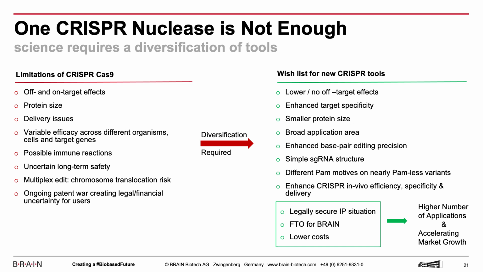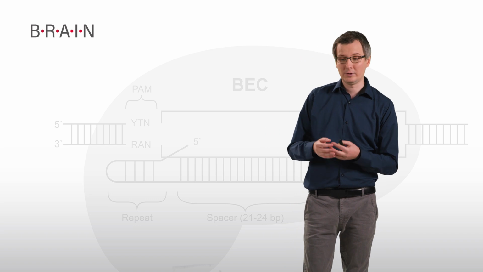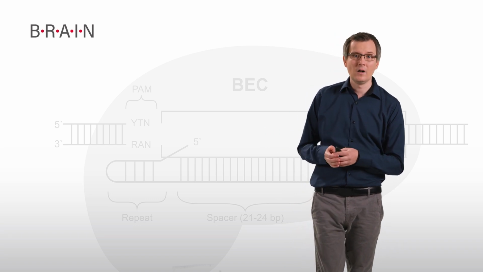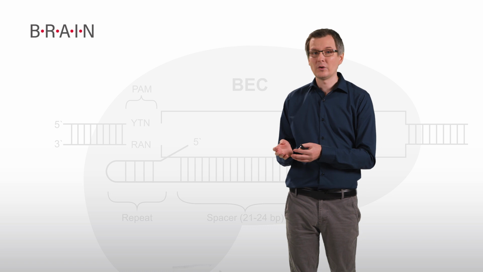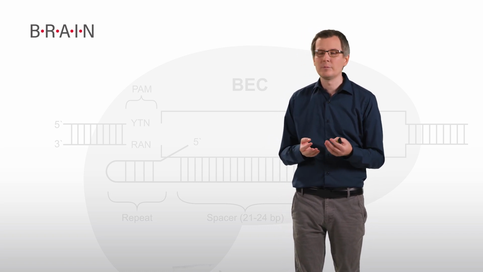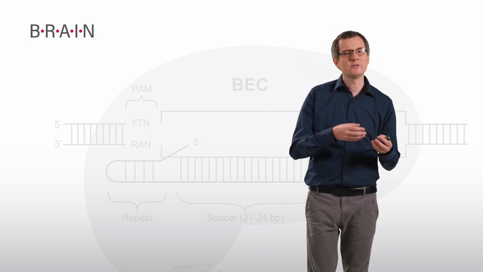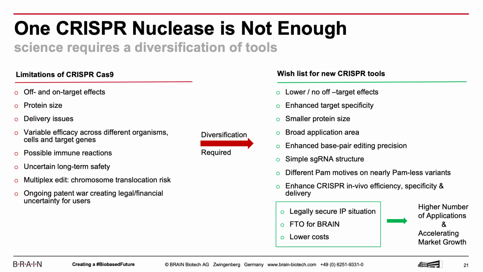And in total, this protein should have an enhanced CRISPR in vivo efficiency, enhanced specificity, and should be easier to deliver into the cells. Aside from this, and this is possibly the most important part for a commercial organization like BRAIN, is the IP situation. Because it would be great to have a legally secure IP situation, which would then generate freedom to operate for BRAIN and its customers and its collaborators. And of course, this would then lead to lower cost overall.